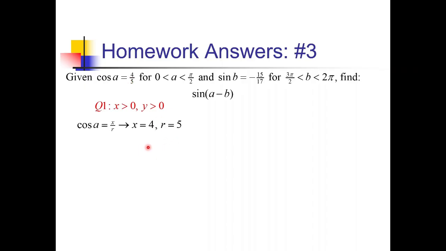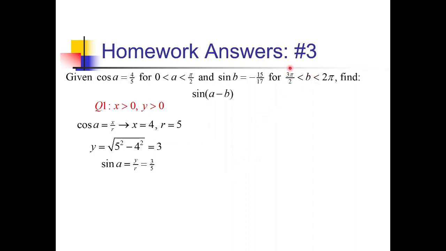So using my Pythagorean theorem, the y value that I need for sine is going to be the square root of r squared minus x squared. So that's square root of 5 squared minus 4 squared. And that's going to be 25 minus 16, square root of 9, which is 3. So the sine of a, which is y over r, is going to be 3 over 5. So that's one missing piece that I have now. Let's look over on this other one.